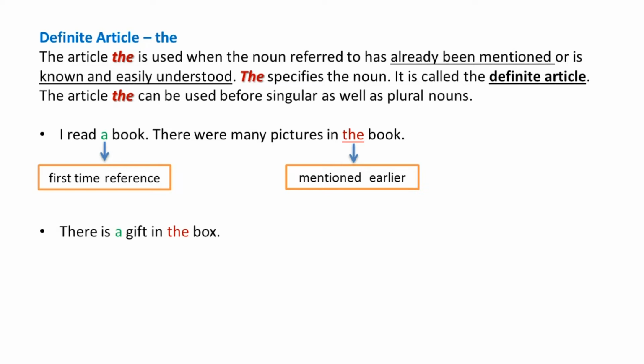Let us look at another sentence. There is a gift in the box. Before the noun gift, we have used a because we are referring to any gift. The meaning that we want to convey there is any. That's why we have used the article a there. Whereas we used the before the noun box because the box is already known to us. In this particular box, there is a gift. That is what we want to say. The box is already known to us.